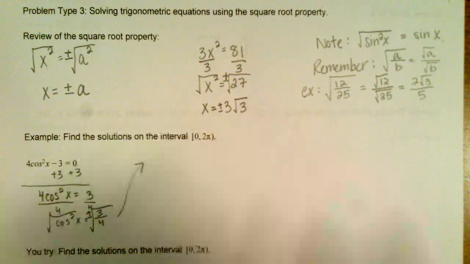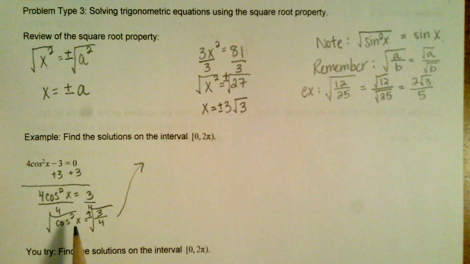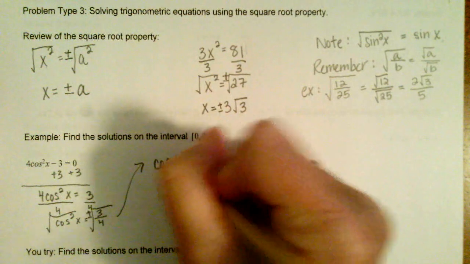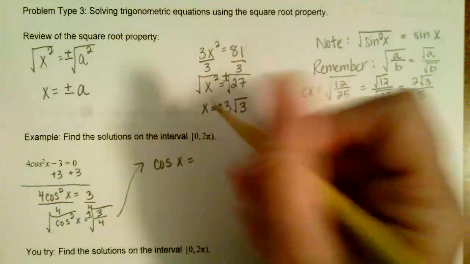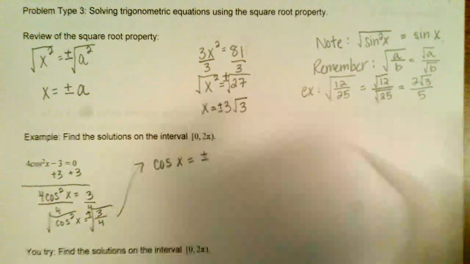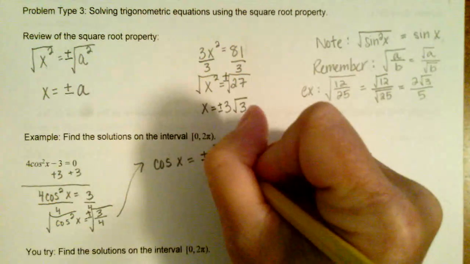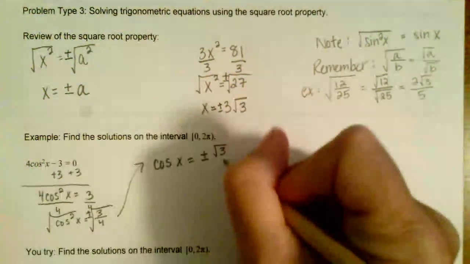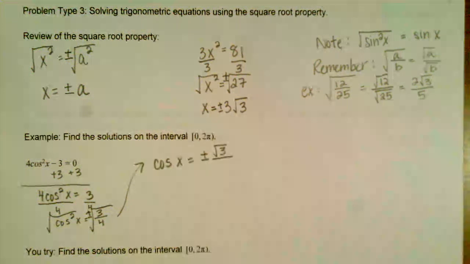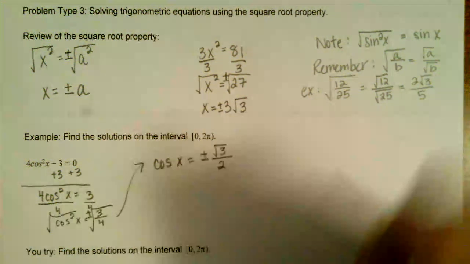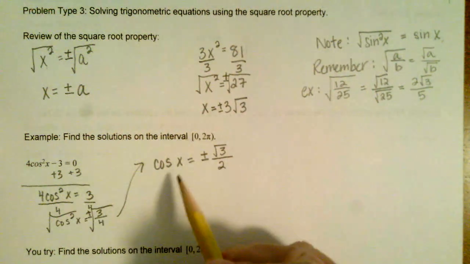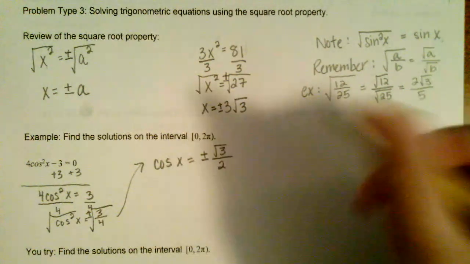So I'm going to go up here to the side. The square root of cosine squared of x is going to be cosine of x. And to simplify the square root of 3 over 4, it's still going to have the plus minus. It's going to be the square root of 3, and then over the square root of 4, and I'm going to simplify the square root of 4 as 2. Okay, so my argument on my x is 1.